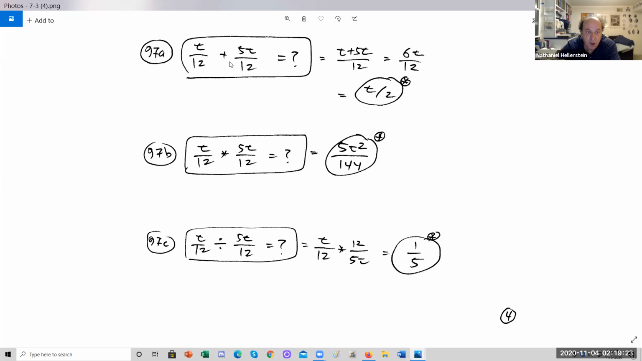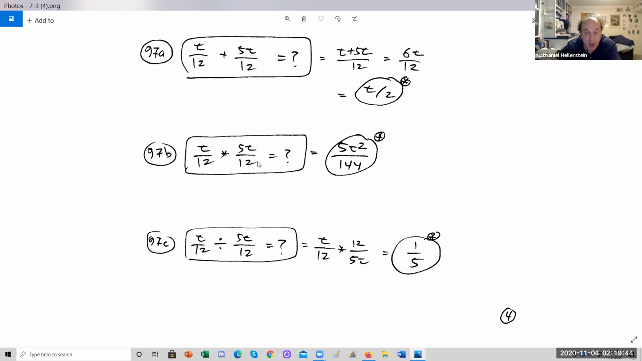Here we have 97a, b, and c. We have t over 12 and 5t over 12. We add them, we multiply them, and we divide them. t over 12 plus 5t over 12, so it's over 12. t plus 5t in the numerator, that's 6t over 12. 6 cancels, leaves t over 2.